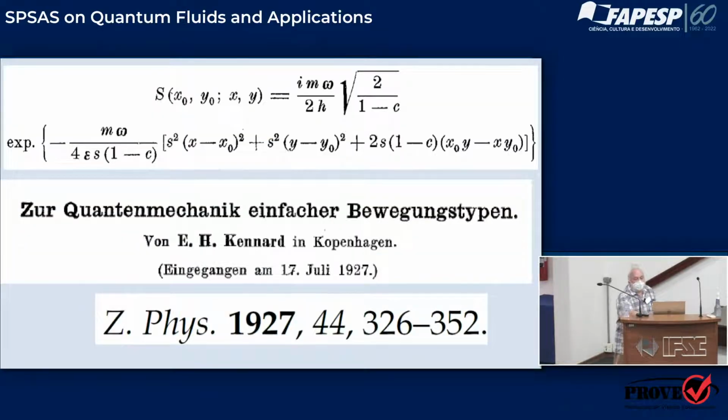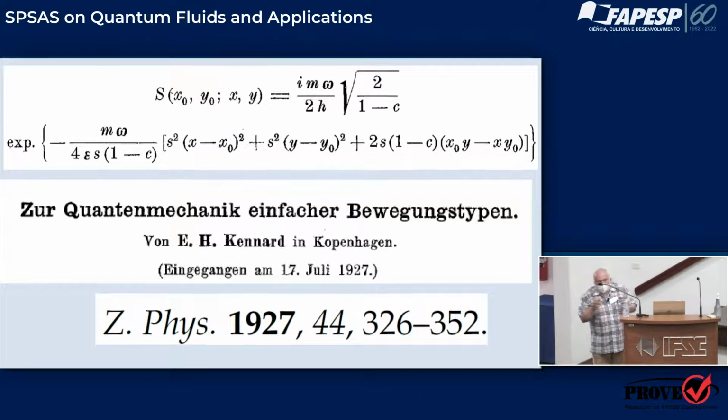And it was done by Kennard in 1927. He used exactly this method and calculated the propagator for the harmonic oscillator, for a particle in a magnetic field, for a particle in an electric field, using this approach. And actually, this paper is very, very nice, very important. He was the first person who proved exactly the uncertainty relation by Heisenberg.